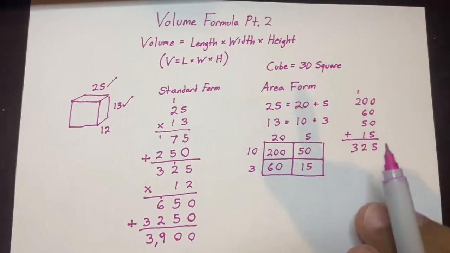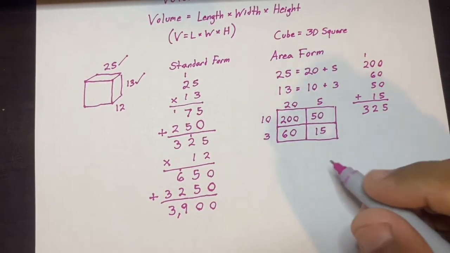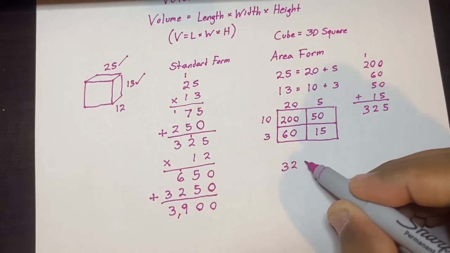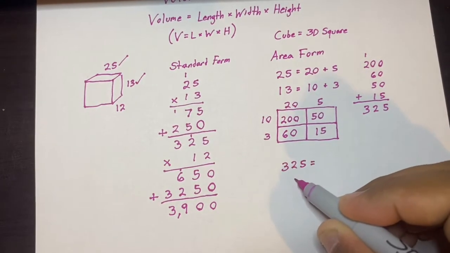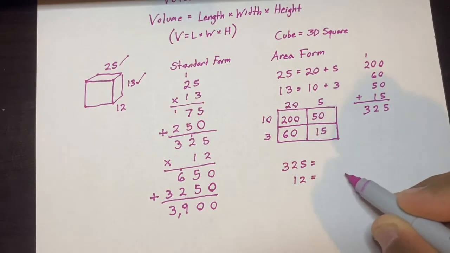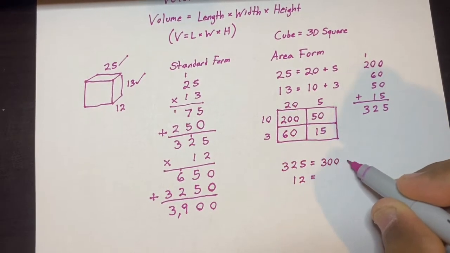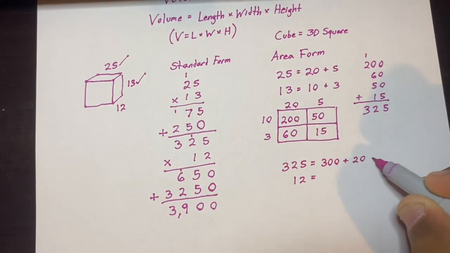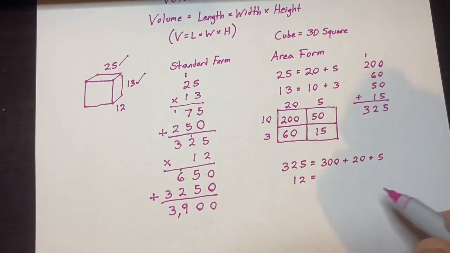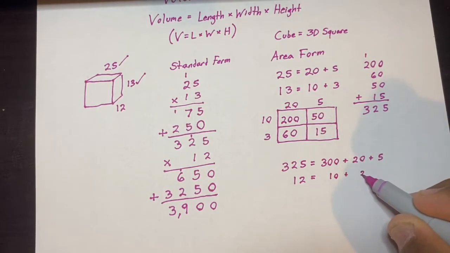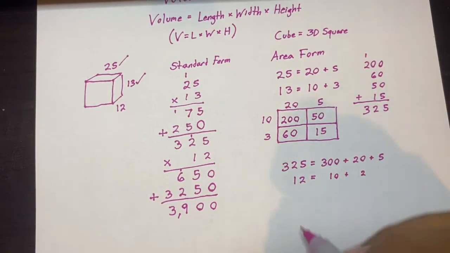We can still use the area form. All we have to do is just break down the numbers again. So we have 325 and 12. 325 can be broken down to 300 plus 20 plus 5. 12 is broken down as 10 plus 2. And then we draw a square.